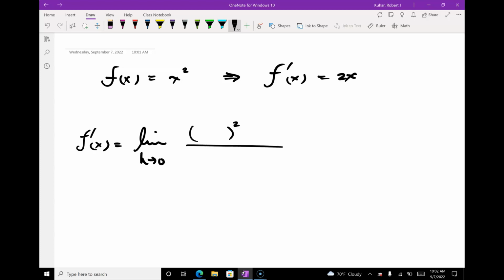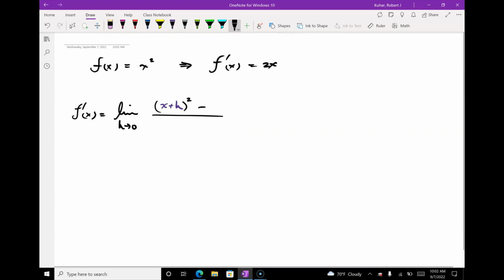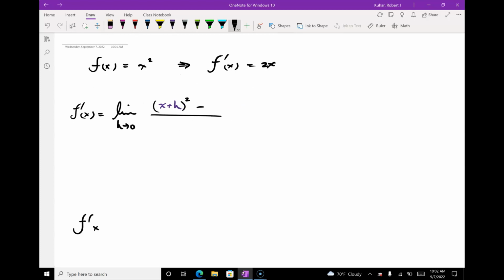I need x squared, right? But instead of x, I'm going to use an x plus h. You with me? So you can see my x squared there, but I use parentheses, and I fill in with x plus h. Because that's the formula. Let me remind you of the formula again. F prime of x is the limit as h goes to 0 of f of x plus h. So you see I'm taking the original function, plugging in x plus h, minus the original function over h.